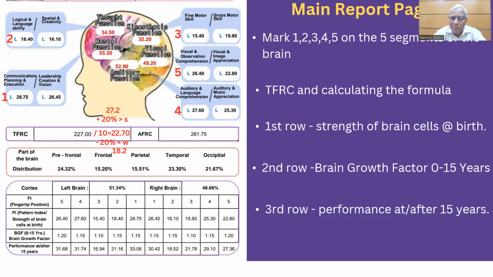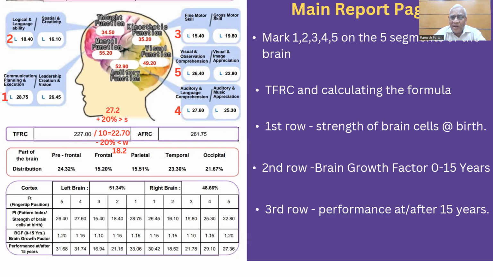Third left is 15.4. So left brain 3 is 15.4 in the first line. Third right is 19.8. So right brain 3 is 19.8 in the first line. Fourth left in the picture above is 27.6. So left brain 4 is 27.6 in the first line. Fourth right in the picture above is 25.3. So right brain 4 is 25.3 in the first line.